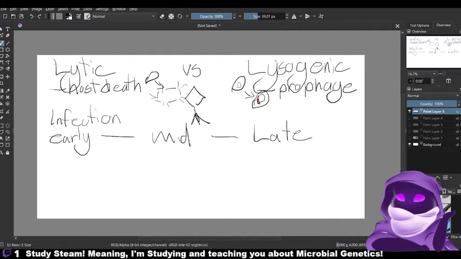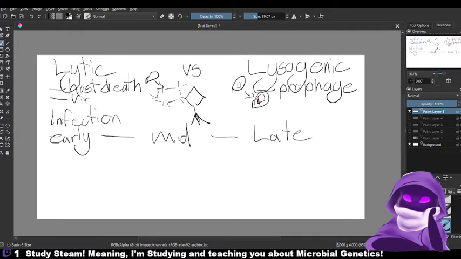It is not advantageous for the virus to be making, say, capsid proteins super early on, right? Because we need to control the host. So early on, they're making all of the proteins and all of the ways that they are then going to be using to hijack our host to become a little virus factory. Let me put virus factory.